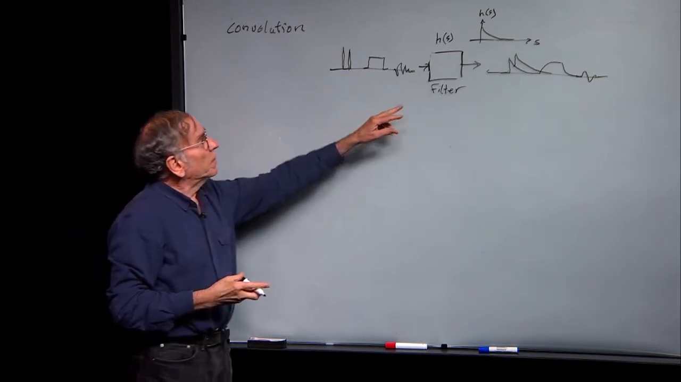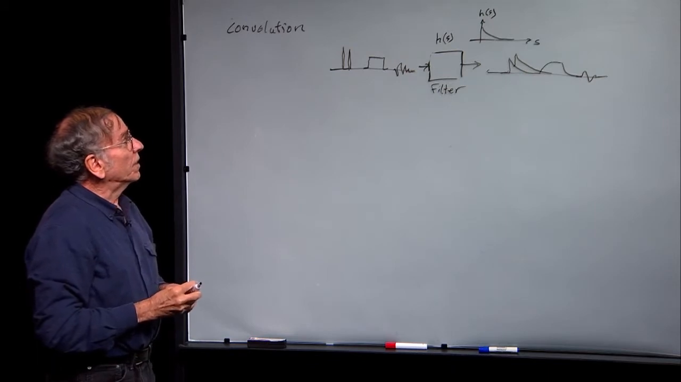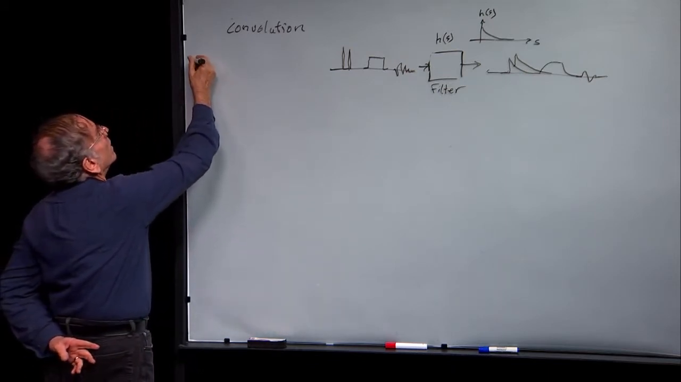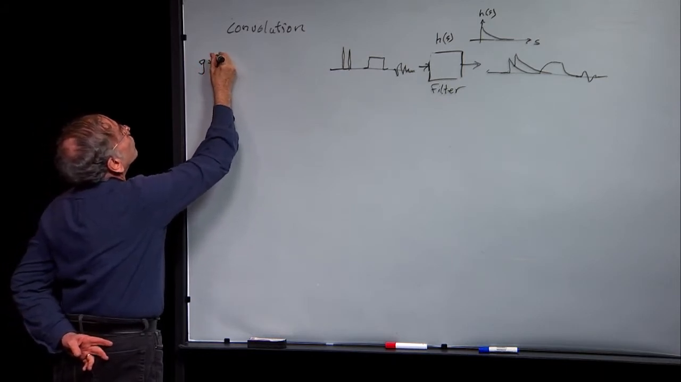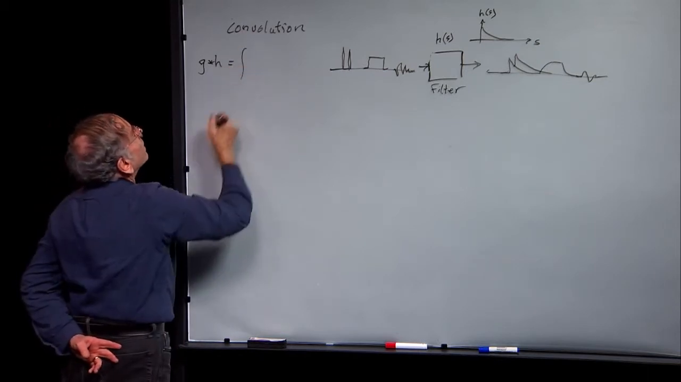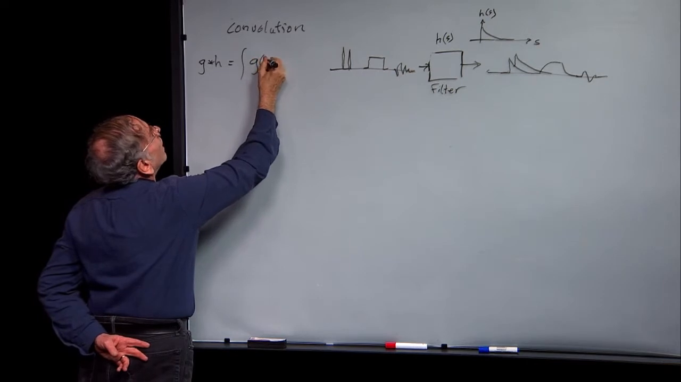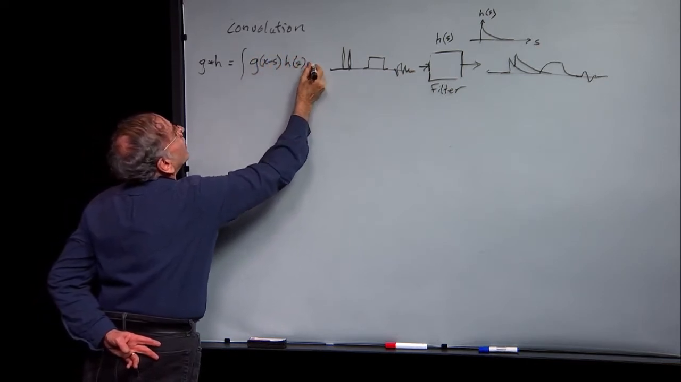Now, what the filter is doing is it's performing a convolution operation. And you're not going to like this, but here's what convolution looks like. If we have two functions, g and h, and we convolve them with each other, what we're really doing is taking an integral that looks like this: g of x minus s, h of s ds.